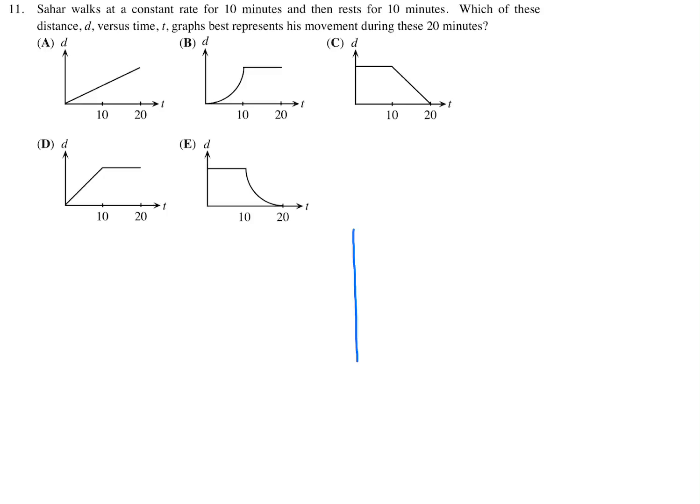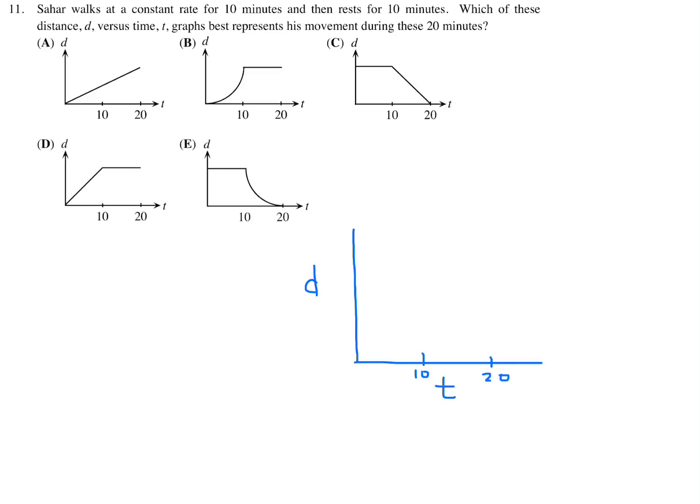So if he is on this graph where this is d and this is time, we are going to be continuously moving for 20 minutes. So t is definitely going to be going in that direction for a period of 20 minutes. And they've labeled it on each of these graphs as 10 and 20 like that. Now let's concentrate on the distance part of it.